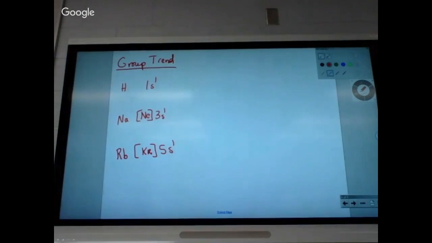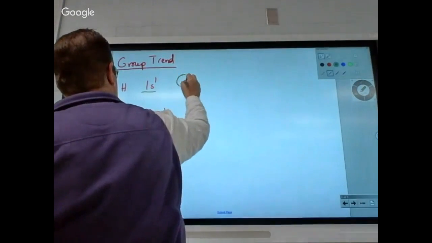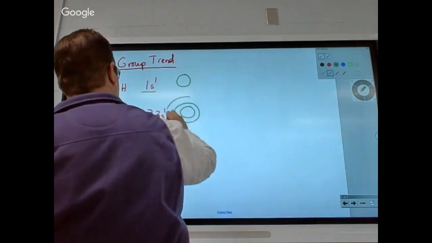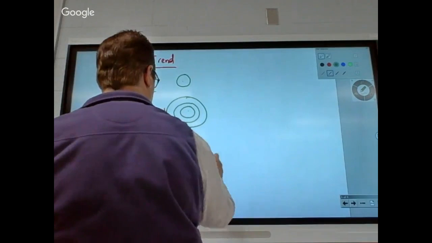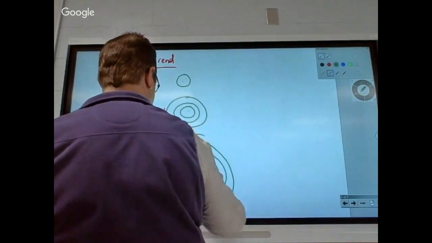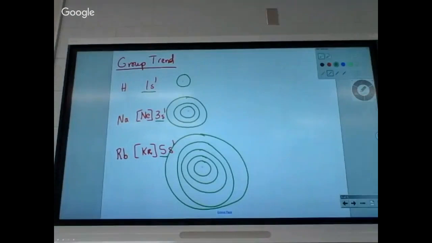Now, just like with atomic radius, what can you tell me is happening to the atom? Its outer shell is growing. Okay, its outer shell is growing. All right, and I left space, but you can see this is one ring, this would be 3 rings. This would be 5 rings, right?